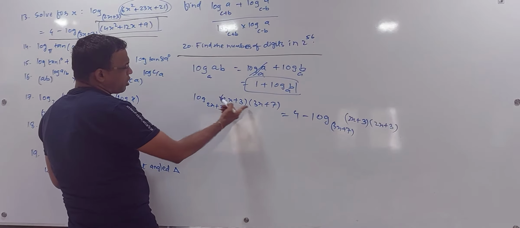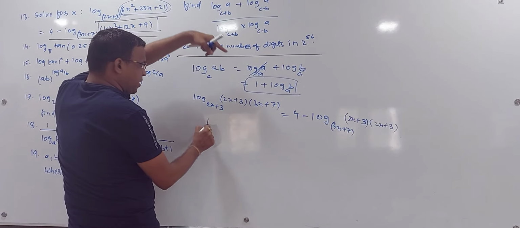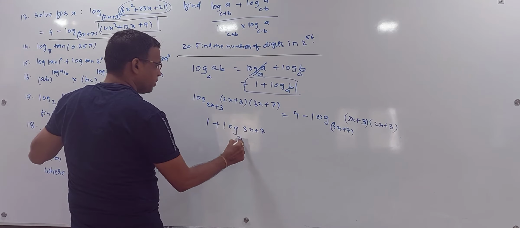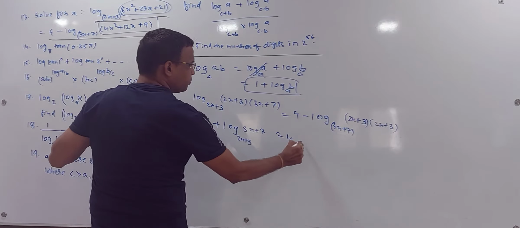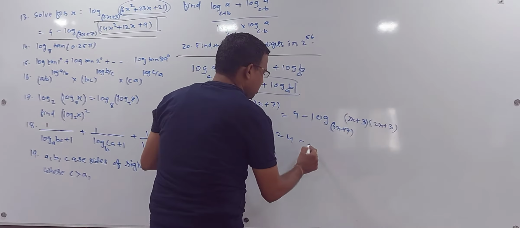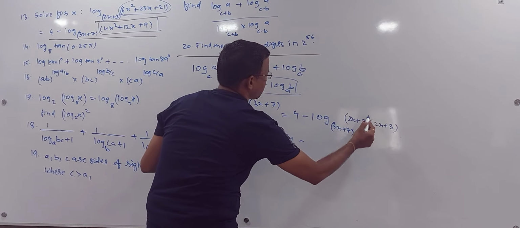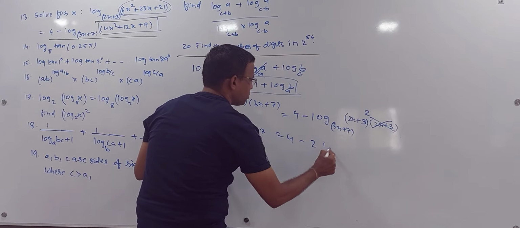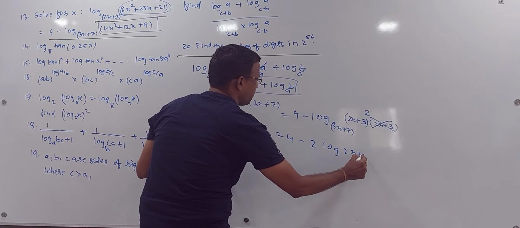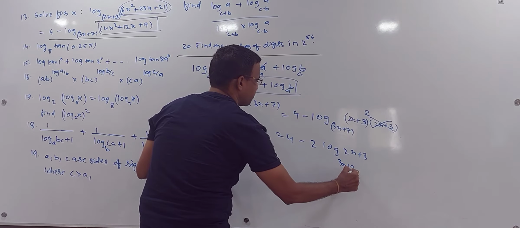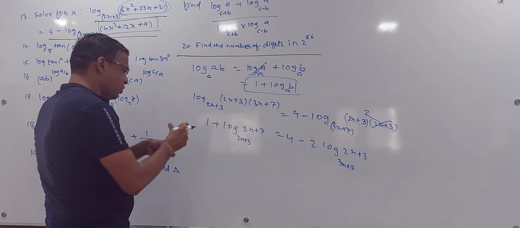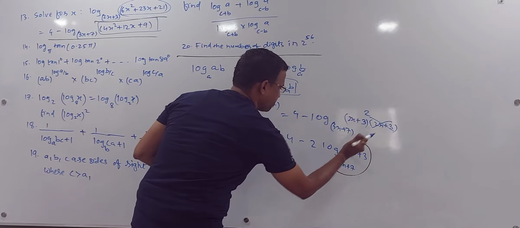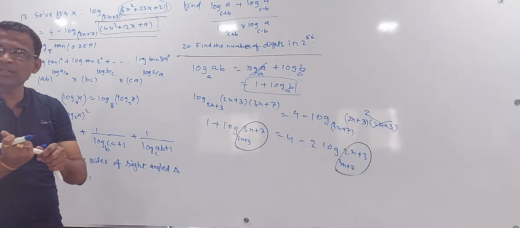So I know that log a to the base a, which is 1, plus log of 3x plus 7 to the base 2x plus 3 is equal to 4 minus, okay, 4 minus log of 2x plus 3 whole square, correct? So 2x plus 3 square, then the 2 moves ahead. So 4 minus 2 times log of 2x plus 3 to the base 3x plus 7. That is what I am getting. So let me just work out this base and this base. Fine. So they are just reverse of each other.